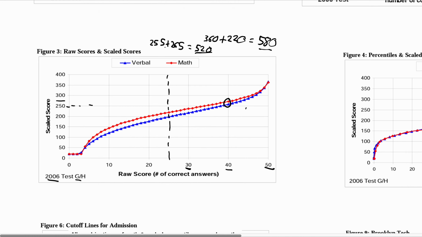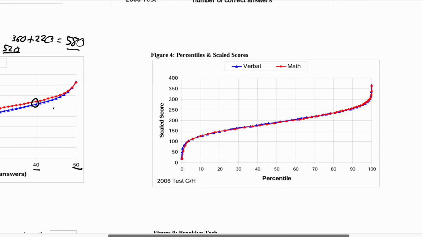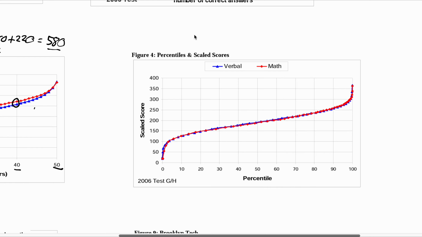Yeah, and then if we look at the percentiles and scaled scores, this is less important, but it gives you an indication of how well you're doing compared to other people. So if you look at a score of 300, this is a very good score. It's pretty rare. Might be like the 98th or 99th percentile. And then the average scaled score is maybe somewhere around a 200, right?